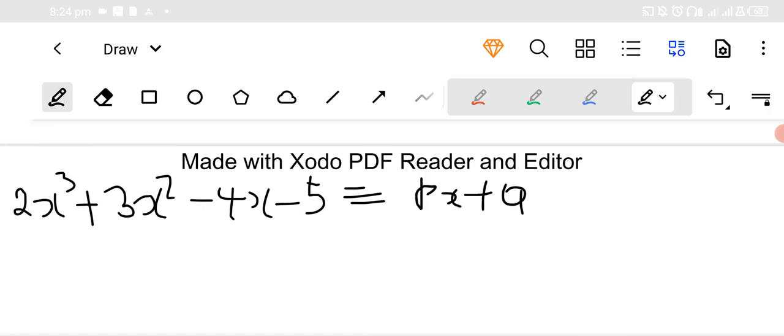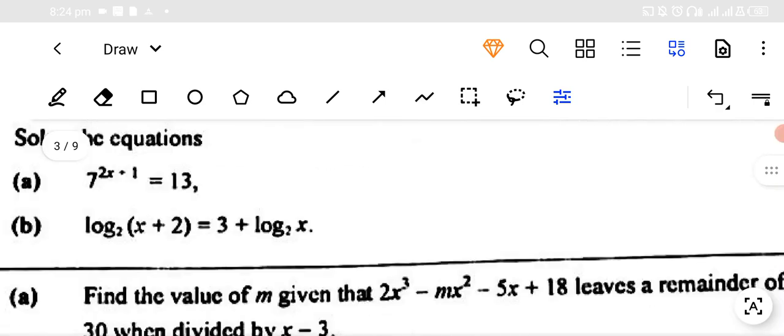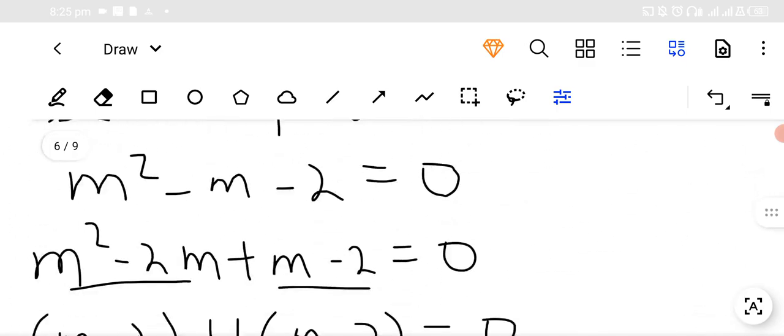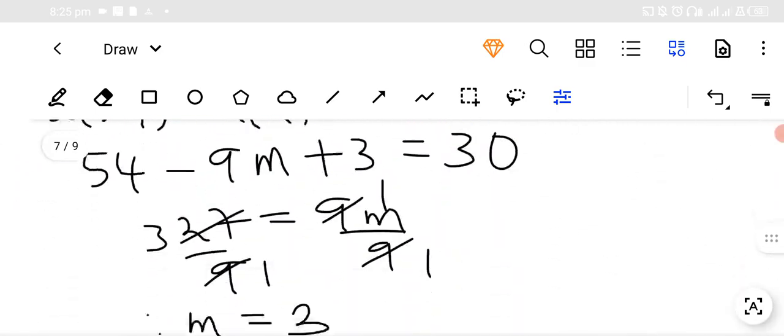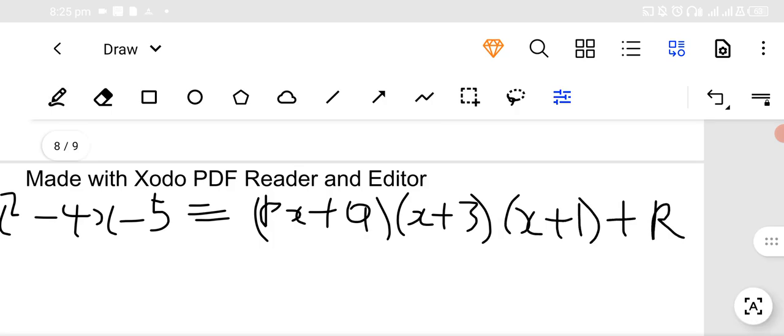So you have (px plus q)(x plus 3). So minus 4x minus 5 is equivalent to (px plus q)(x plus 3), and then we are going to have, let's just increase the brightness, multiplied by x plus 1 plus r. X plus 1, then r is outside as the constant.